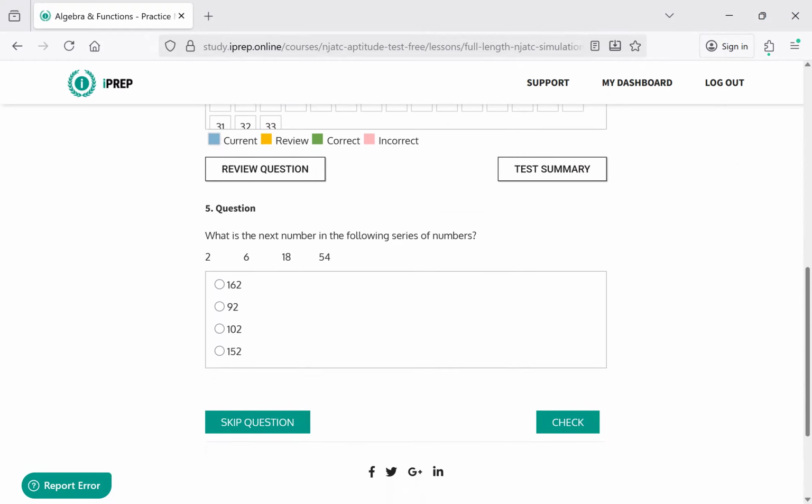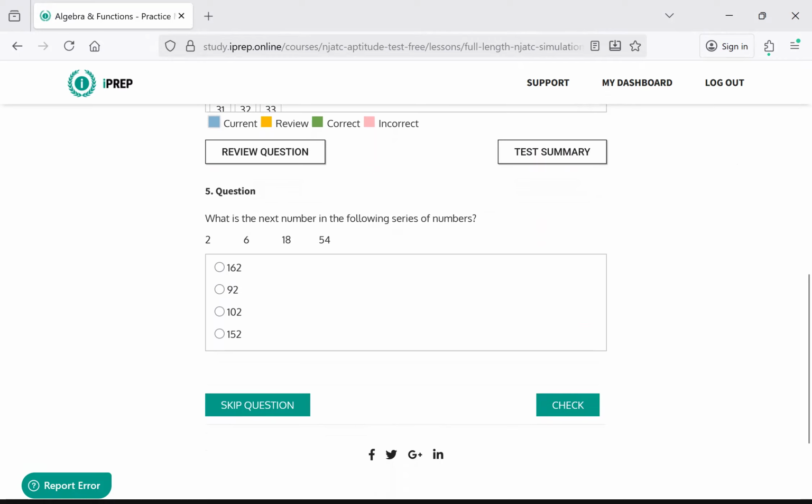Okay, now we're dealing with sequences. Number 5 says, what is the next number in the following series of numbers? In sequences, you're probably using arithmetic. In an arithmetic sequence, you might have what's called a common difference, right? So you either add or subtract a number.